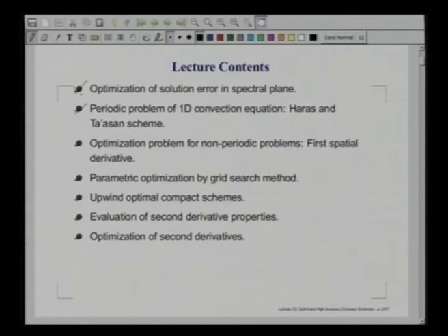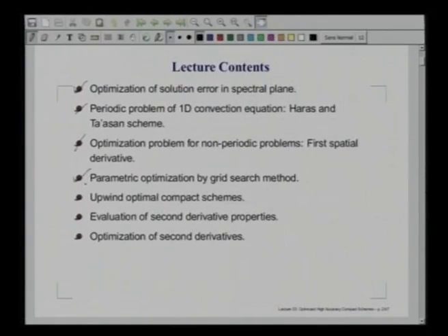Once we have understood that part, we will move on to a non-periodic problem involving only first spatial derivatives, and we will show you a particular case where parametric optimization is performed using a grid search method. We will subsequently talk about a class of upwind optimal compact schemes, which use some of this in an optimization sense. Some of them have been evaluated manually, but all of them uniformly provide very high accuracy, which is probably the state of the art at this point in time.